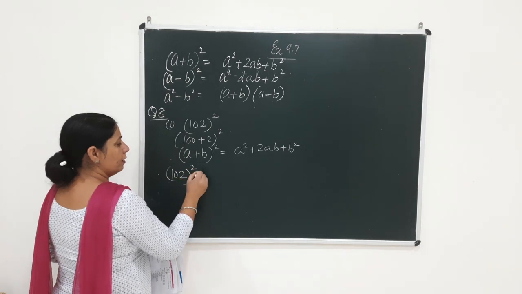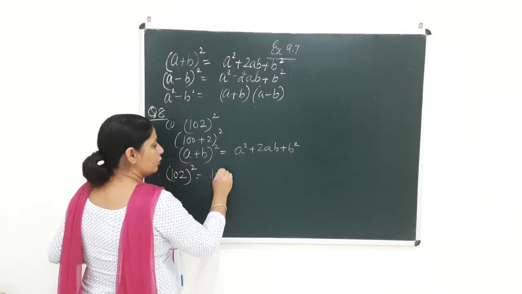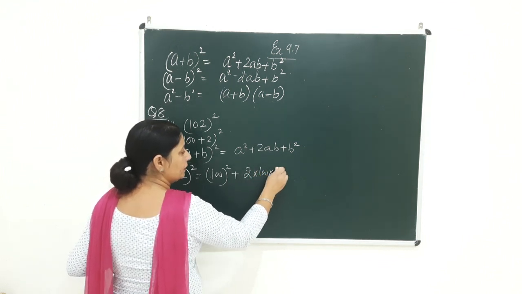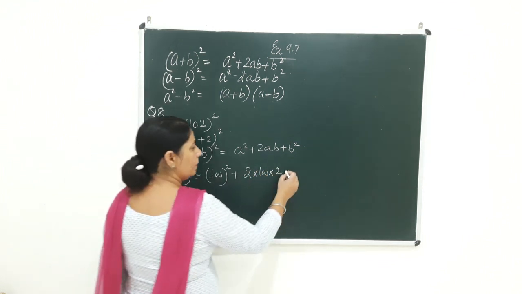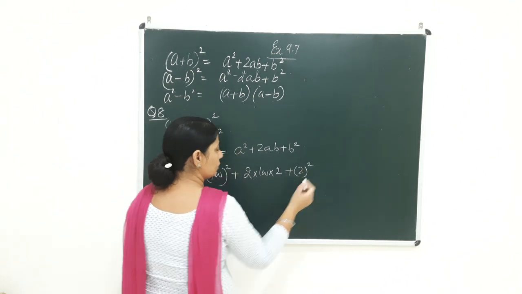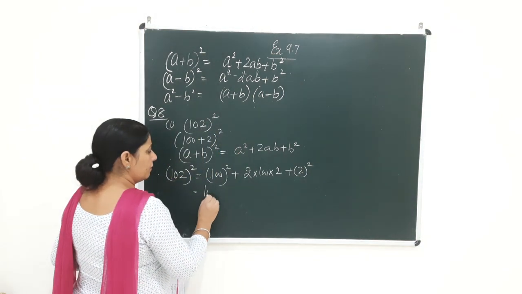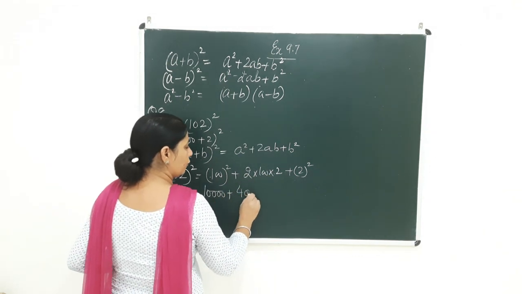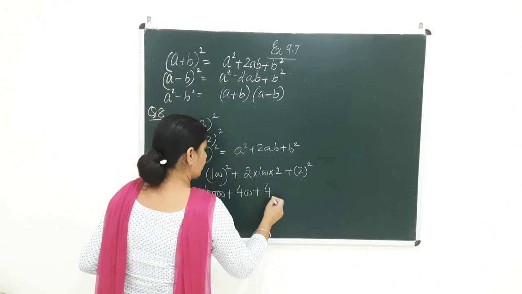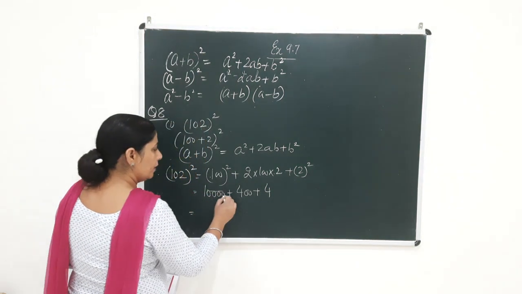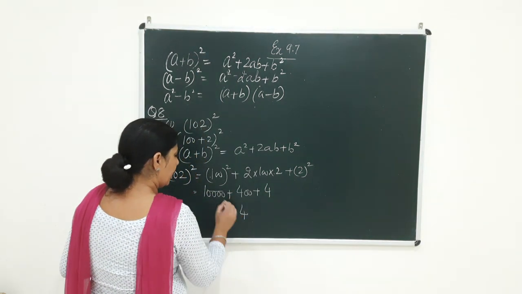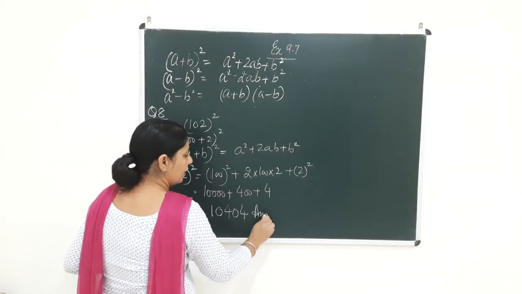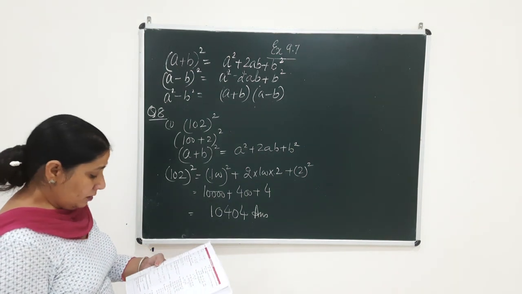Beta, so what do you get? Therefore 102 the whole square will be equal to a, which is 100, the square, plus 2 multiplied by a, which is 100, multiplied by b, which is 2, plus b square, which is 2 the square. So 100 the square, beta, 1 with 4 zeros will come, plus 2 multiplied by 100 multiplied by 2, which is 400, plus 2 square, which is 4. Now you will add it up: you will get 4, then 0, then 4 0 1, and this is the answer. Clear beta?